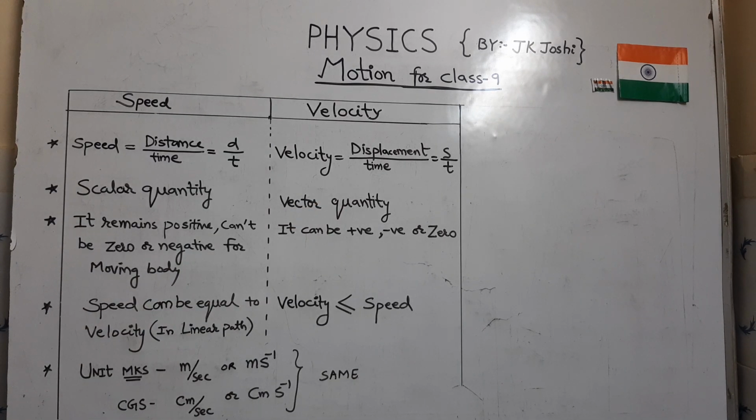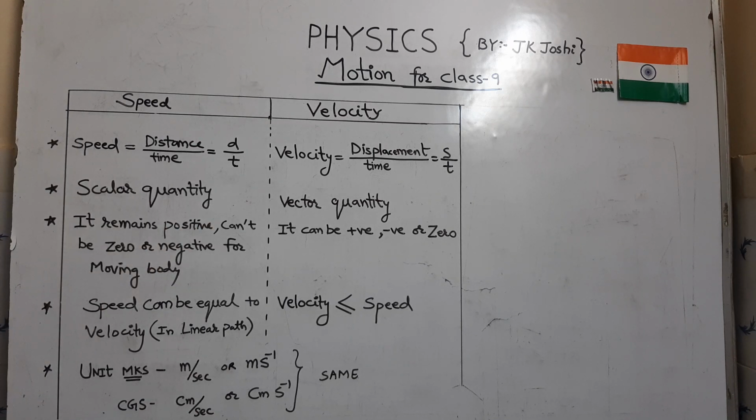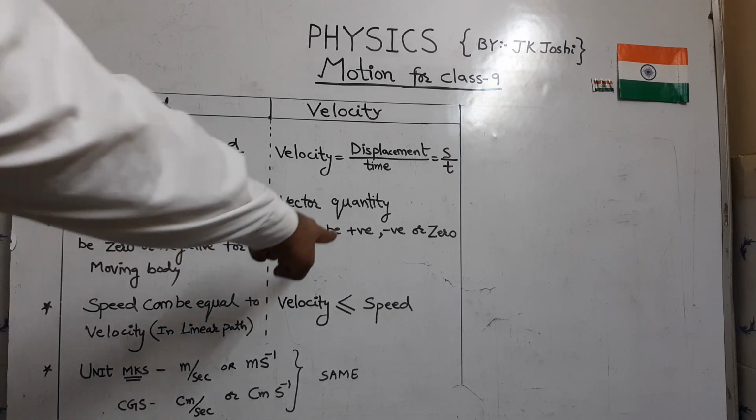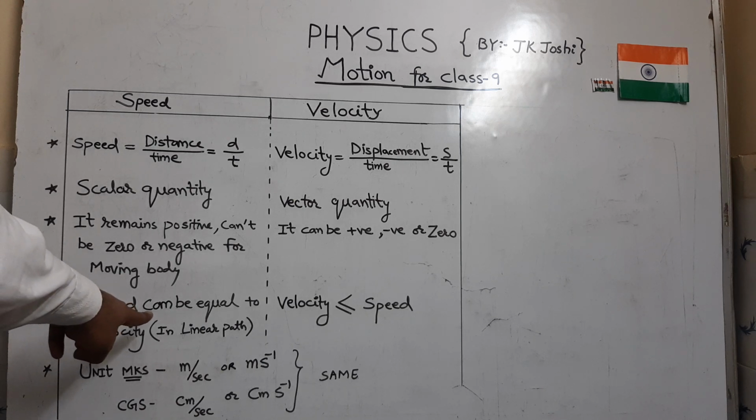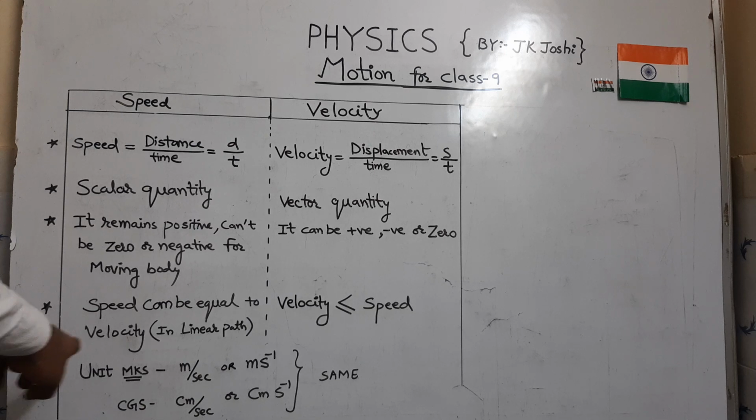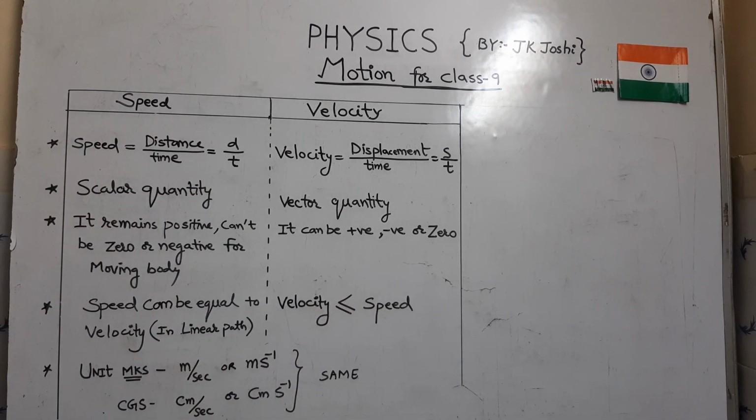Next is, speed remains positive and cannot be zero or negative for a moving body, whereas velocity can be positive, negative or zero for a moving body. Students, speed can be equal to velocity for linear path motion, but in general velocity is less than or equal to the speed.